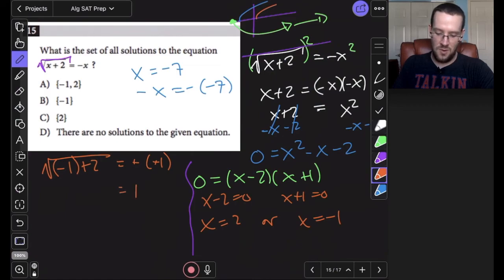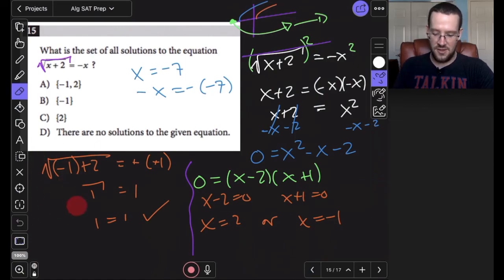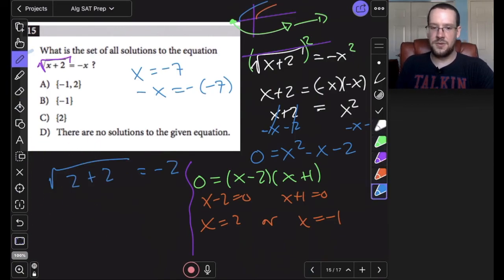So this is the number 1. This is the square root of 1. So 1 is equal to 1. That works. And if that one works, let's test the other one. No, this isn't going to be true. So the square root of 4 is 2. 2 is not negative 2. This one doesn't work. This one, the positive answer, doesn't work.